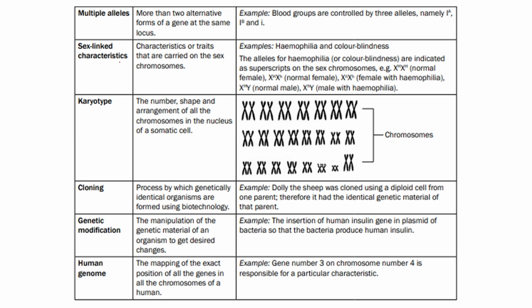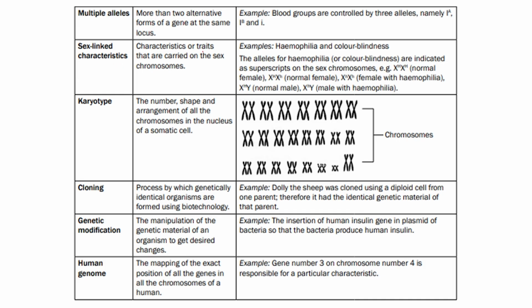Hi guys, today we'll be looking at some more terms in the genetics section, such as multiple alleles. Multiple alleles means that more than two alleles form for a gene at the same locus. A main example is blood groups, as blood groups are controlled by three alleles and not two. Therefore, it is not just one dominant allele and a recessive allele. There are multiple different alleles.